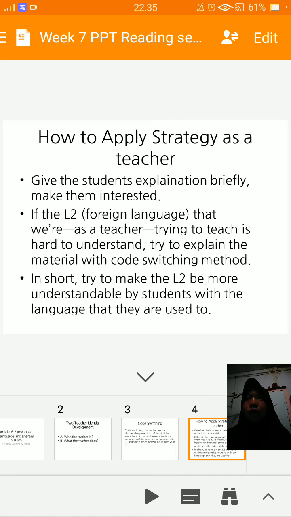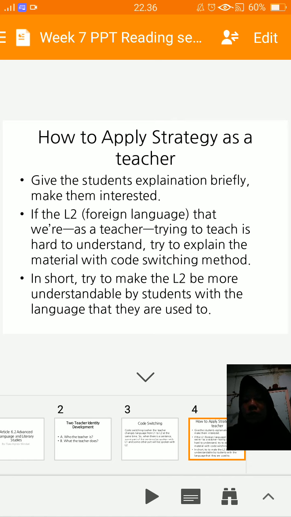But we need to know that the students are different. Sometimes they do not understand things that we thought would be easy to understand. So give them a brief explanation, make them interested in the subject of the foreign language, and don't make things boring, because when they think everything is boring, they lose the desire for the subject, so they do not want to learn anymore.